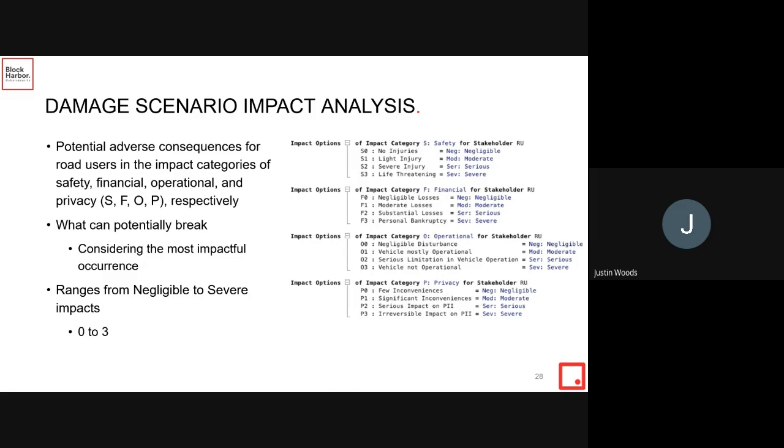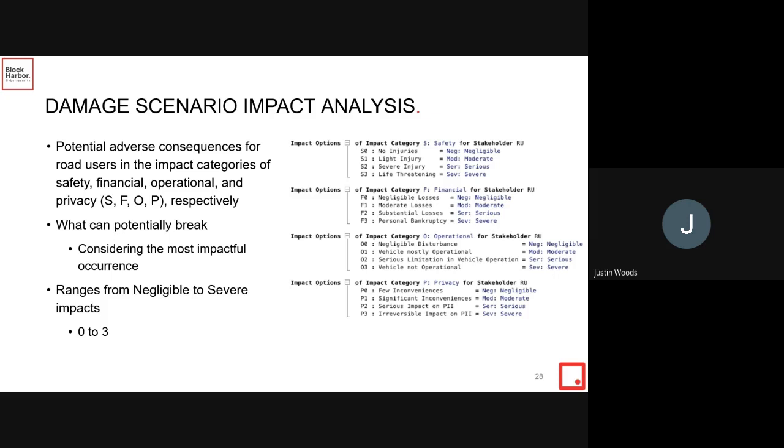So when we're doing an impact analysis, we're going to look at what can potentially break, consider the most impactful occurrence, and then look at the range of 0 to 3 for how it might be affecting the safety, financial, operational, or privacy of the stakeholder or road user.